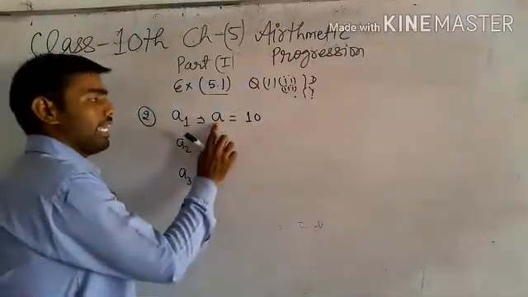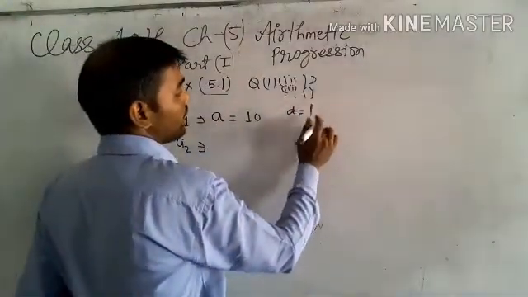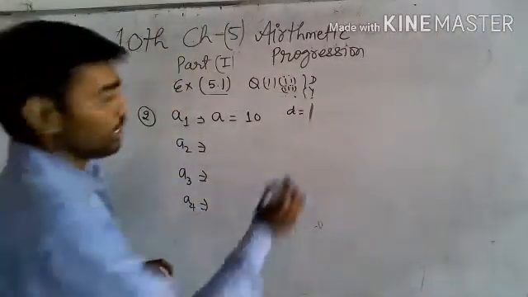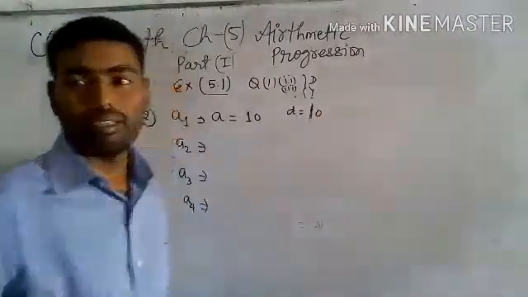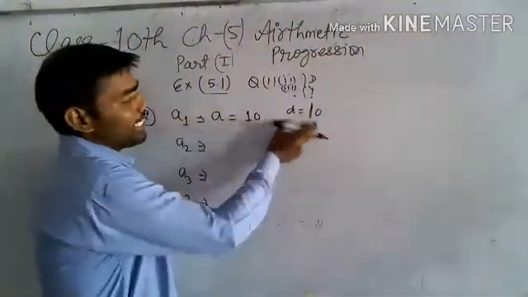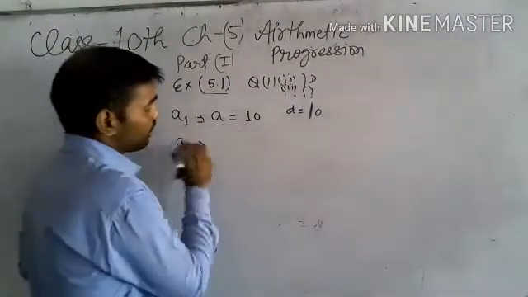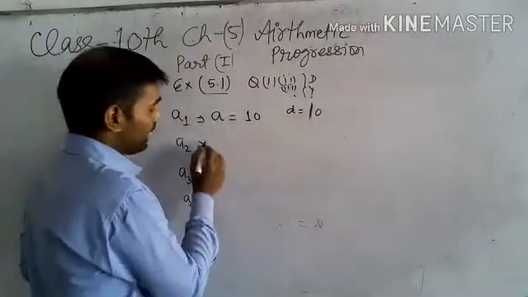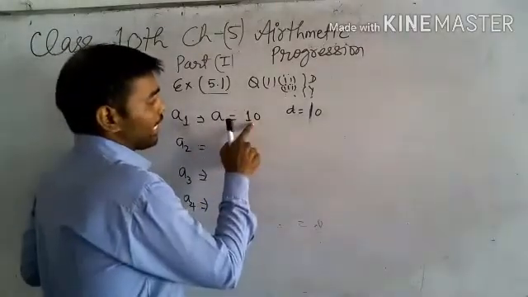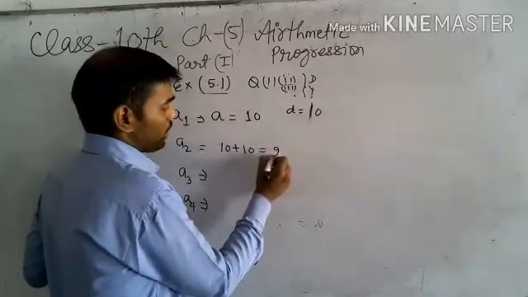This is the first term: A is equal to 10 and D is equal to 10. It means A1 is equal to 10. A2 is equal to 10 plus 10, that is 20.